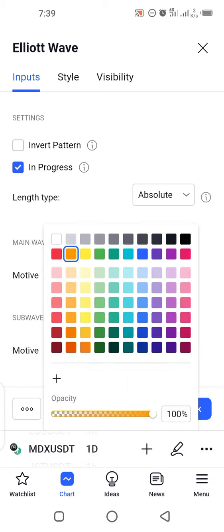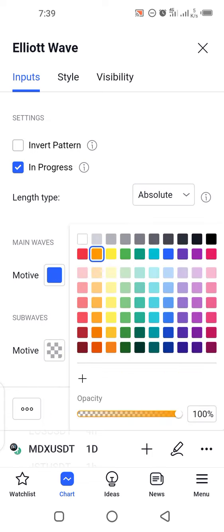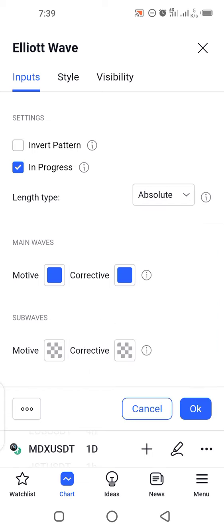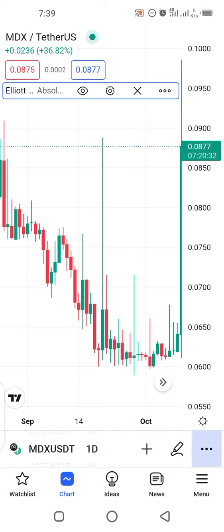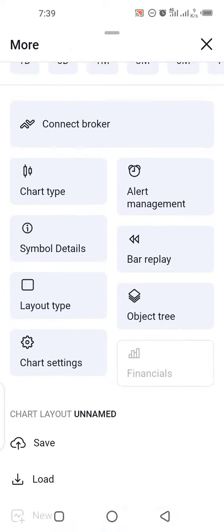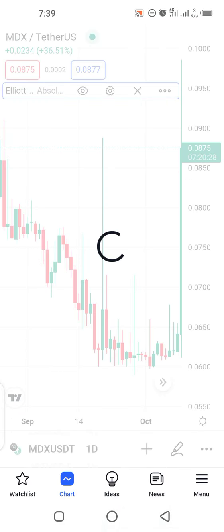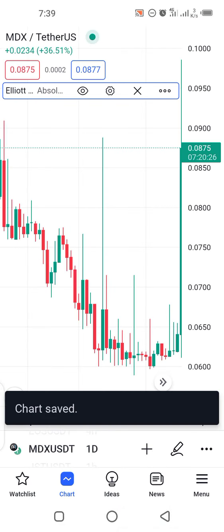So we tap on motive, we bring the opacity down to 0. Now we remove the motive and the collective wave. We tap on the 3 dots, save as default and press OK. Then we also tap on the 3 dots and save our chart. There we go.